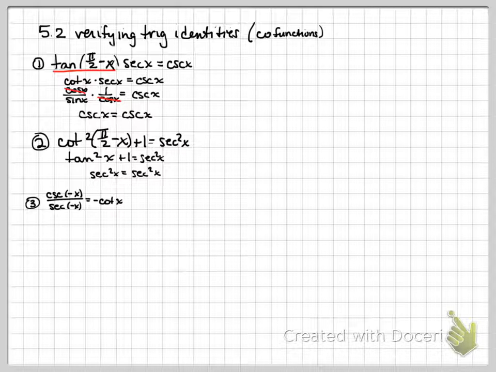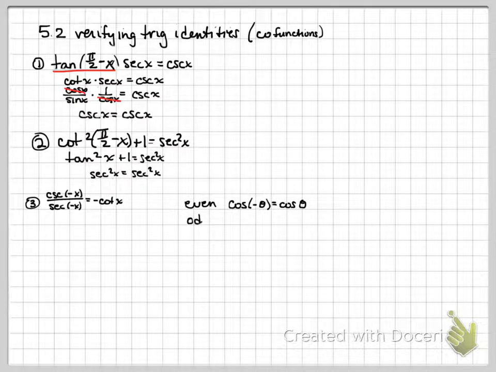3 and 4 deal with even and odd, and I'm going to talk about that over here. Our even function is cosine. And so what happens is if I have cosine of negative theta, that equals just the cosine of theta. Because the negative theta is just a reflection over the x-axis, and cosine doesn't change reflecting over the x-axis because the x value stays the same.